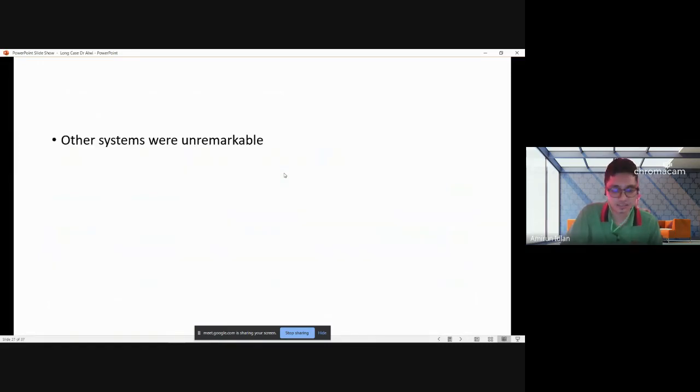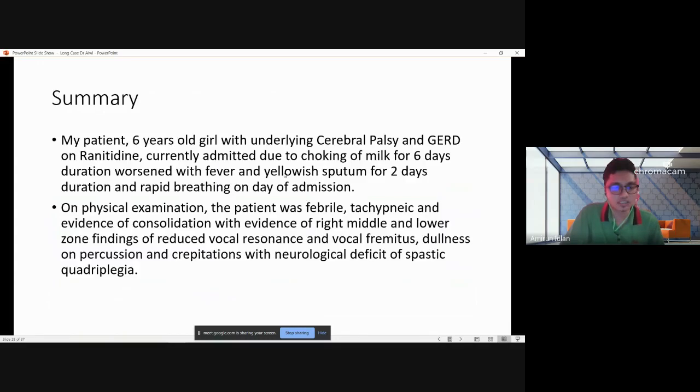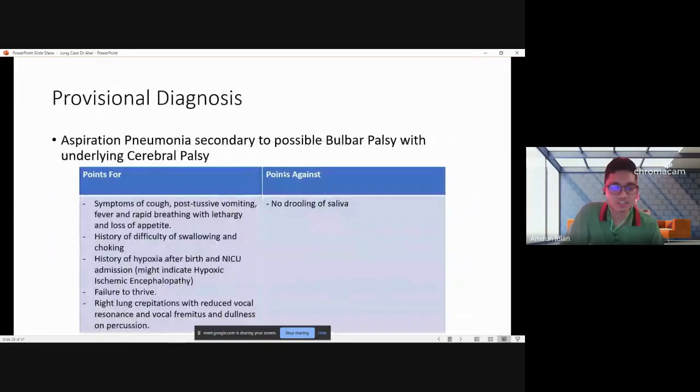Otherwise, other systems were unremarkable. So in summary, on physical examination, the patient was febrile, tachypneic, and there was evidence of consolidation in the right middle and lower zone, with reduced vocal resonance, dullness on percussion, and crepitations, with neurological deficit of spastic quadriplegia. So my professional diagnosis will be aspiration pneumonia, secondary to possible bulbar palsy with underlying cerebral palsy.